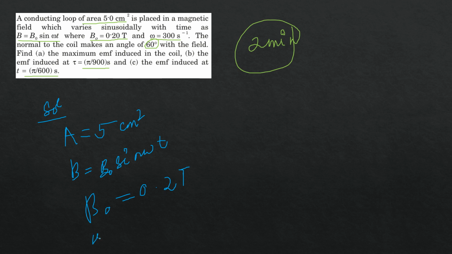Omega is equal to 300 per second. The normal to the coil makes an angle of 60 degree, so theta is equal to 60 degree to the field. Find the maximum EMF induced in the coil. First of all, what is EMF? EMF is equal to minus d phi by dt, isn't it?